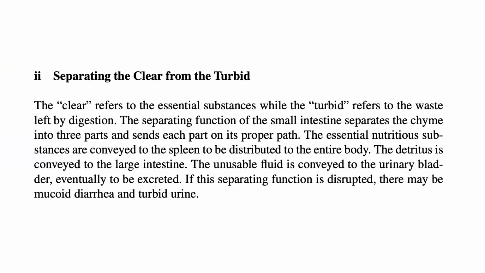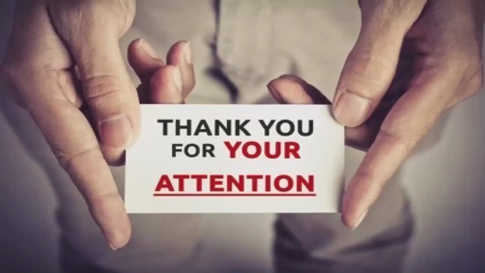The separating function of the small intestine separates the chyme into three parts and sends each part on its proper path. The essential nutritious substances are conveyed to the spleen to be distributed to the entire body. The detritus is conveyed to the large intestine. The unusable fluid is conveyed to the urinary bladder, eventually to be excreted. If this separating function is disrupted, there may be mucoid diarrhea and turbid urine.